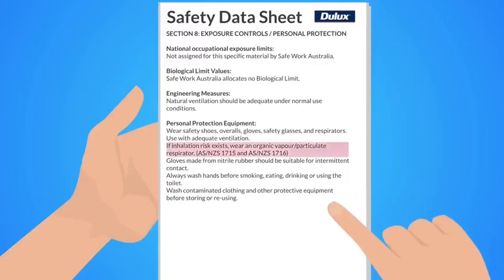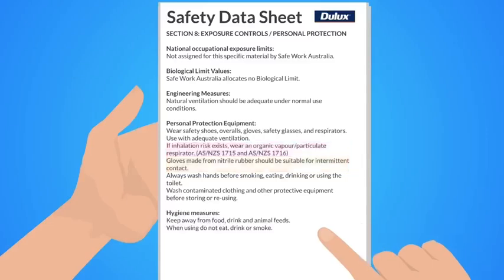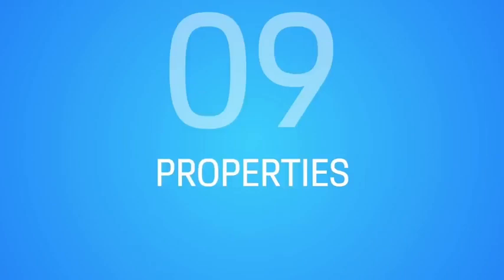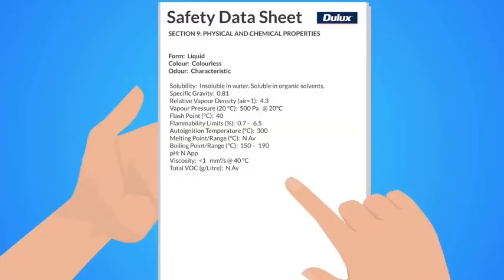Ensure you take notice of the type of PPE suggested and any standards that are given. Please be aware that donning the incorrect PPE or not following the correct protocols may offer you little protection. Finally, we are provided with hygiene measures. Section 9 provides information on the physical and chemical properties, such as appearance, odor, pH, and flash point.